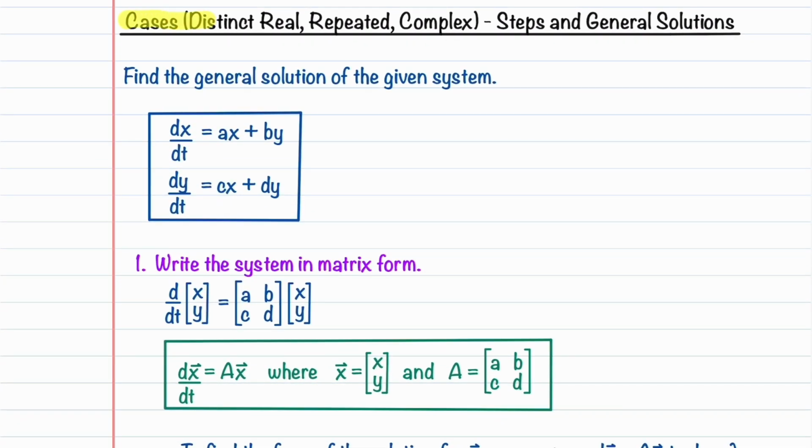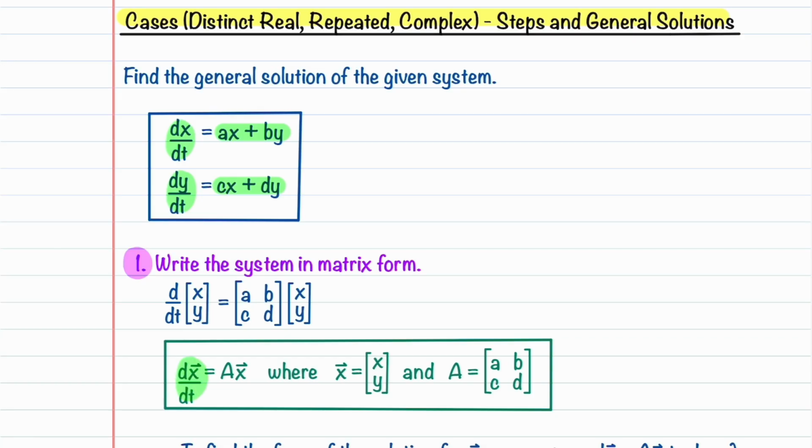We're going to begin by walking through the 4 steps that we need to follow to find a general solution to a 2x2 system of differential equations that looks like this. dx/dt is equal to ax plus by, and then dy/dt is equal to cx plus dy. When we walk through our examples, we'll put in numbers for a, b, c, and d. When you solve a system like this, the first thing you need to do is to write the system in matrix form. We're going to write it like this.